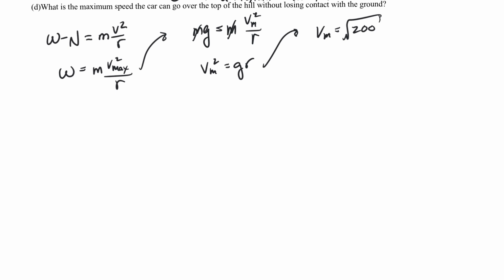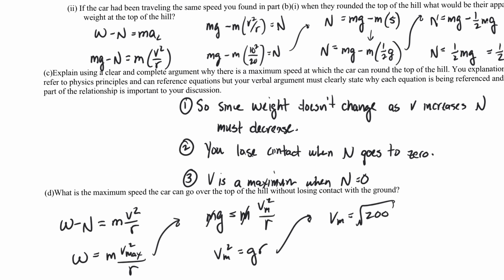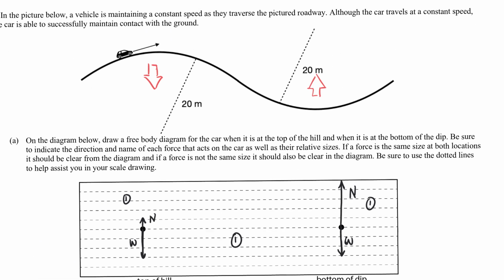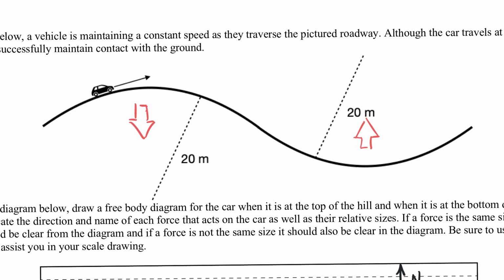Any follow-up? Yep. For the B one, for the first part, how come you do n minus w, and then for the second part, we do w minus n? Well, in looking at these pictures here, I want to make my direction positive in the direction of the acceleration. So I'm making downwards positive here. And I'm making upwards positive here. Does that make sense? Do you need anything more than that?